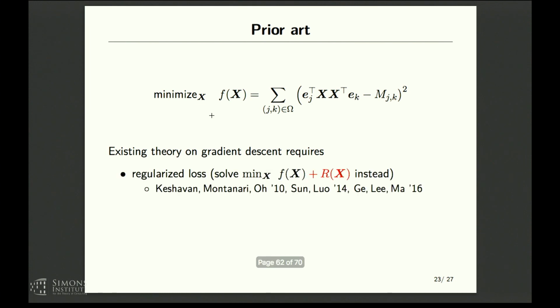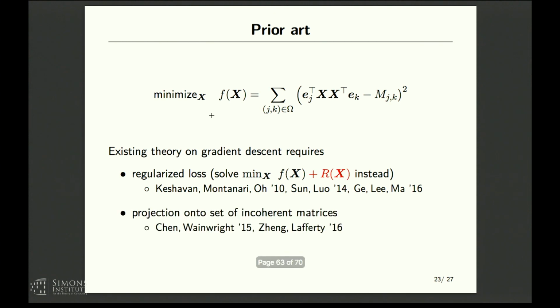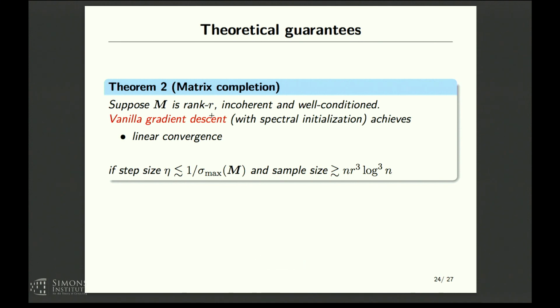Existing theory, starting from Keshavan et al., usually includes some regularized loss function, adding some penalty term to the original empirical loss function. Or you can do what Professor Wainwright has done, which is to enforce some extra projection operation to enforce incoherence. What we can say is that none of these is really necessary, even practically. What we do is basically just run vanilla gradient descent with spectral initialization, and we can show very fast convergence of this vanilla gradient algorithm.